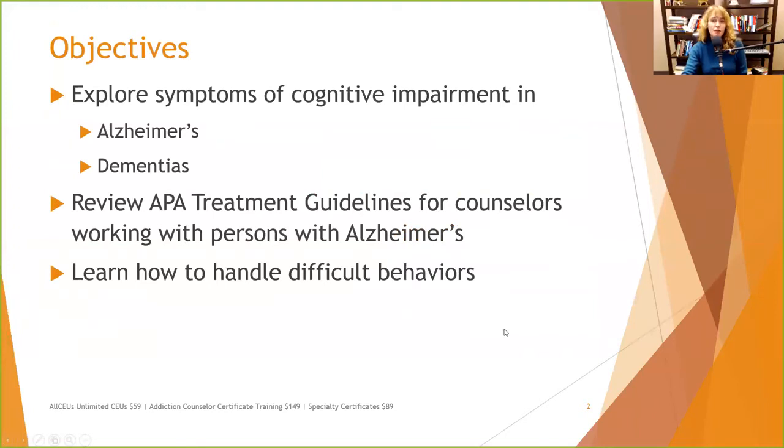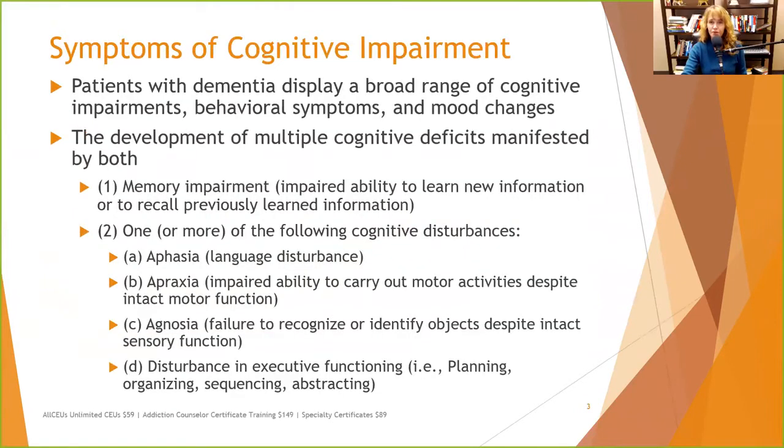So we're going to explore symptoms of cognitive impairment in Alzheimer's and dementias. We'll review the APA treatment guidelines for counselors working with persons with Alzheimer's, and talk about how to handle some difficult behaviors. When we're talking about cognitive impairment, that is a really broad category. Patients with dementia display a broad range of cognitive impairments, behavioral symptoms, and mood changes. And not all cognitive impairment rises to the level of dementia. So if there seems to be some cognitive impairment, we need to take a look at what's going on.